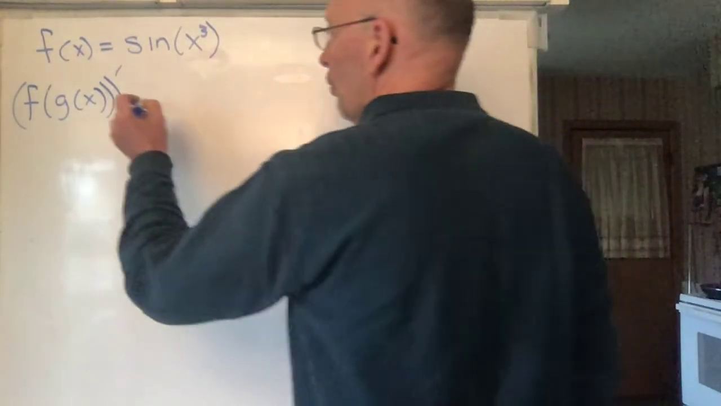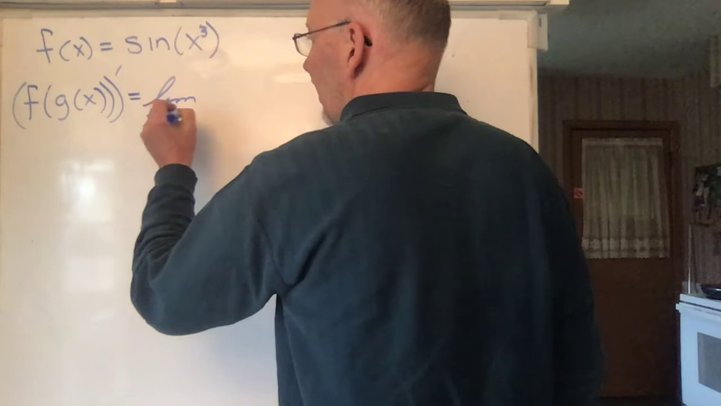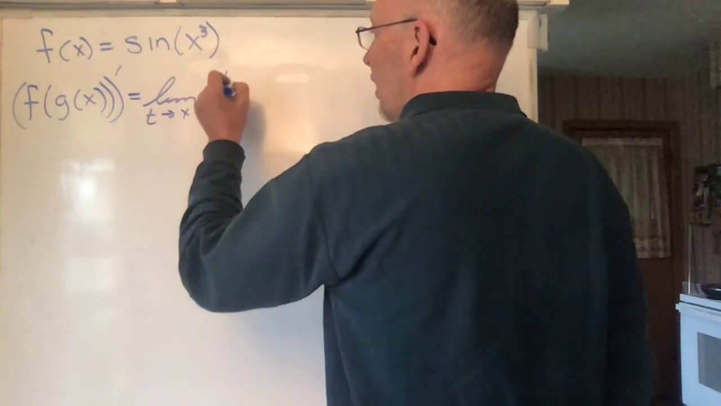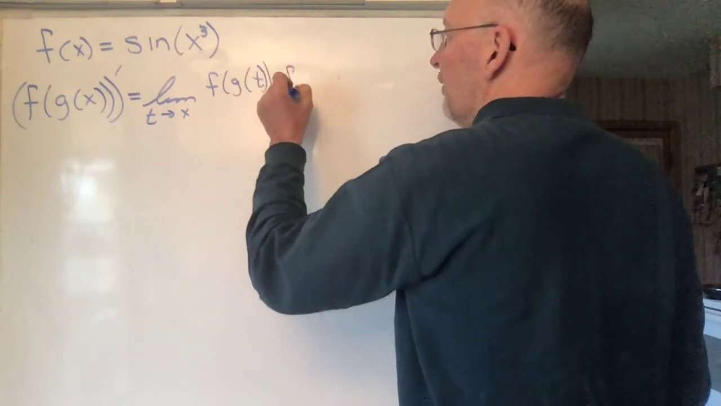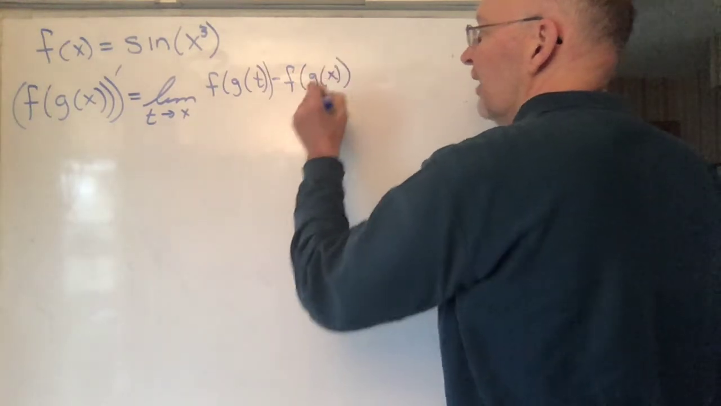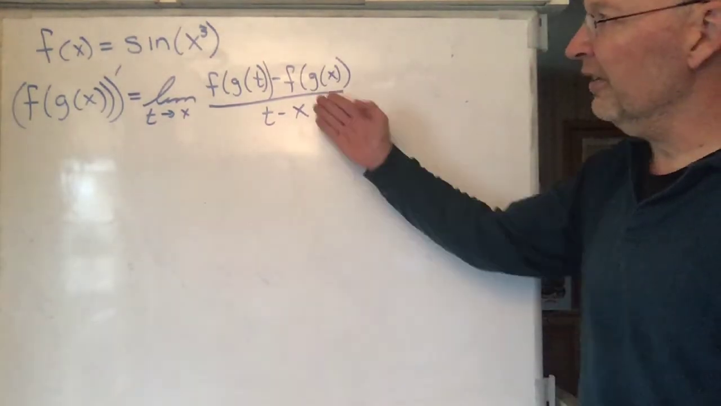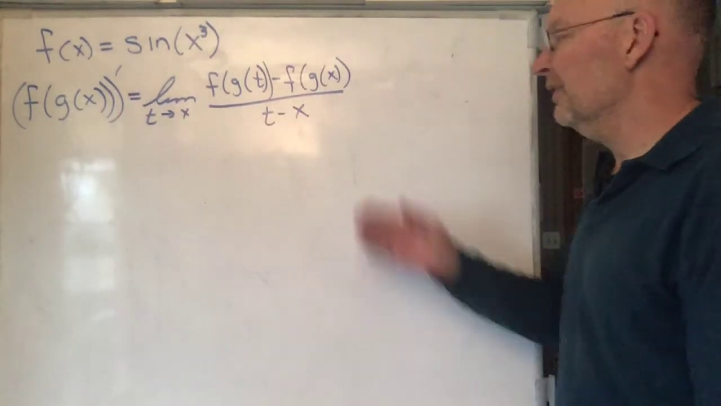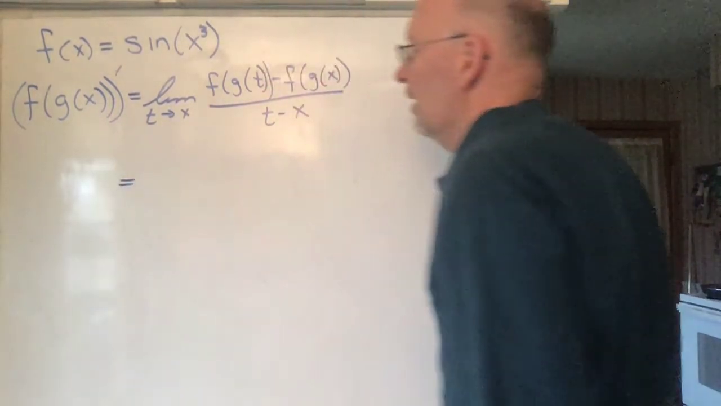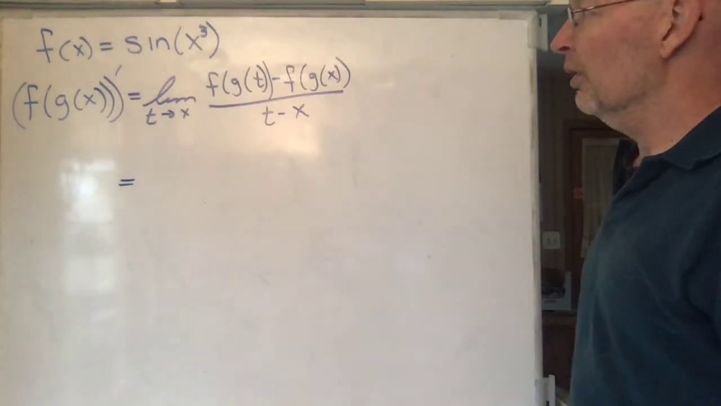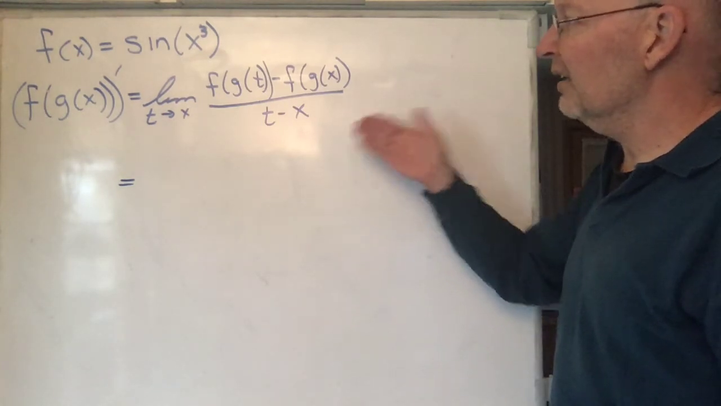And so recall that by definition, this is the limit as t approaches x of f of g of t minus f of g of x all over t minus x. By definition, that's the derivative of this function. Don't worry if you don't follow this. Just appreciate that someone has thought this through. It just takes a minute. And again, we're looking for another trick.